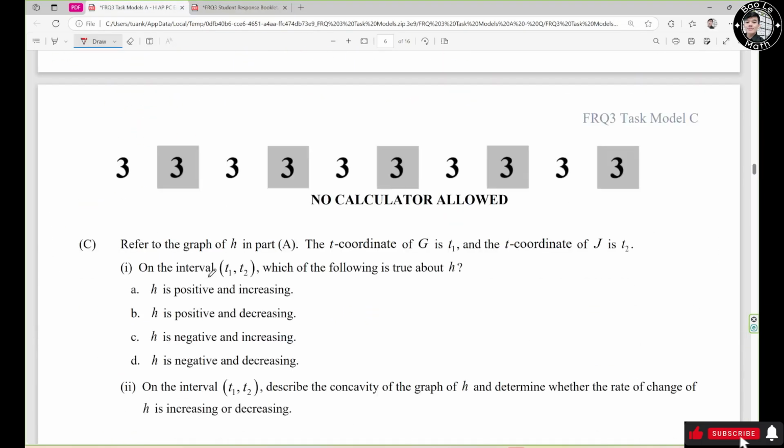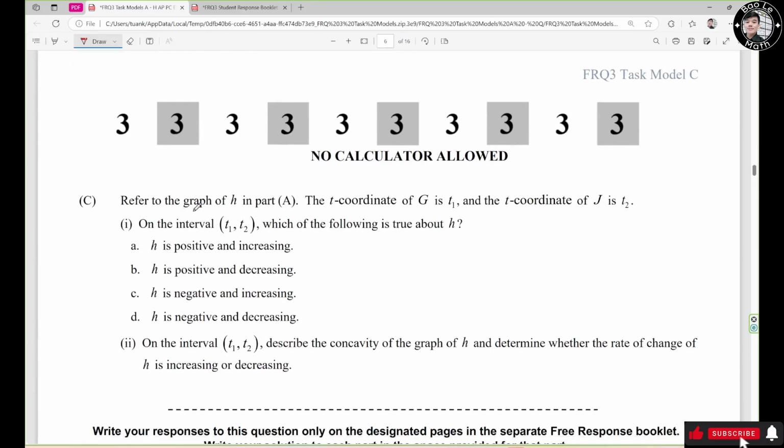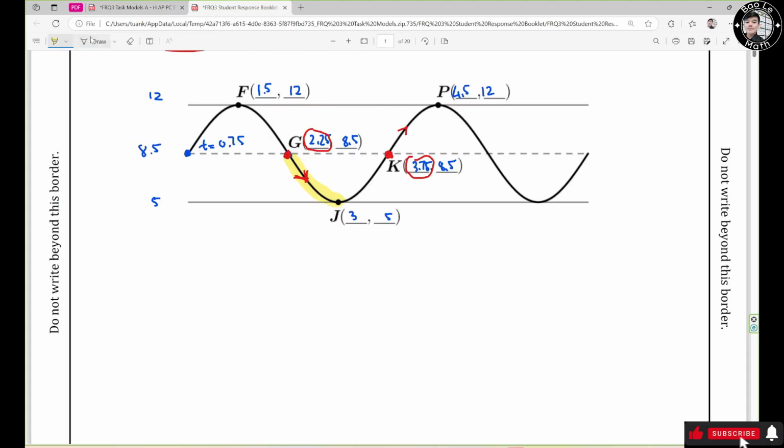Now, let's move on to the next question. Refer to the graph of the function h in part A, right? Given t1 as the t-coordinate of point G and t2 as the t-coordinate of point J, on the interval t1, t2, which of the following is true about the function h?